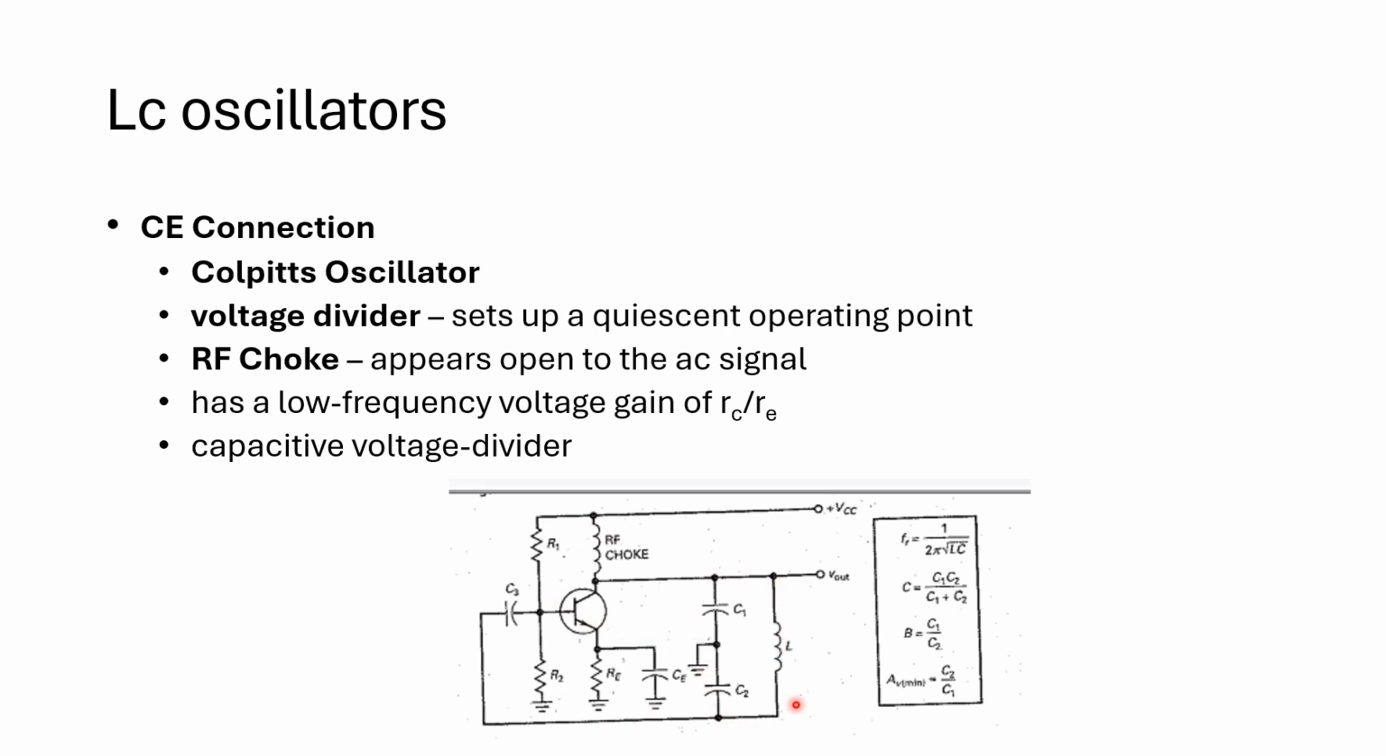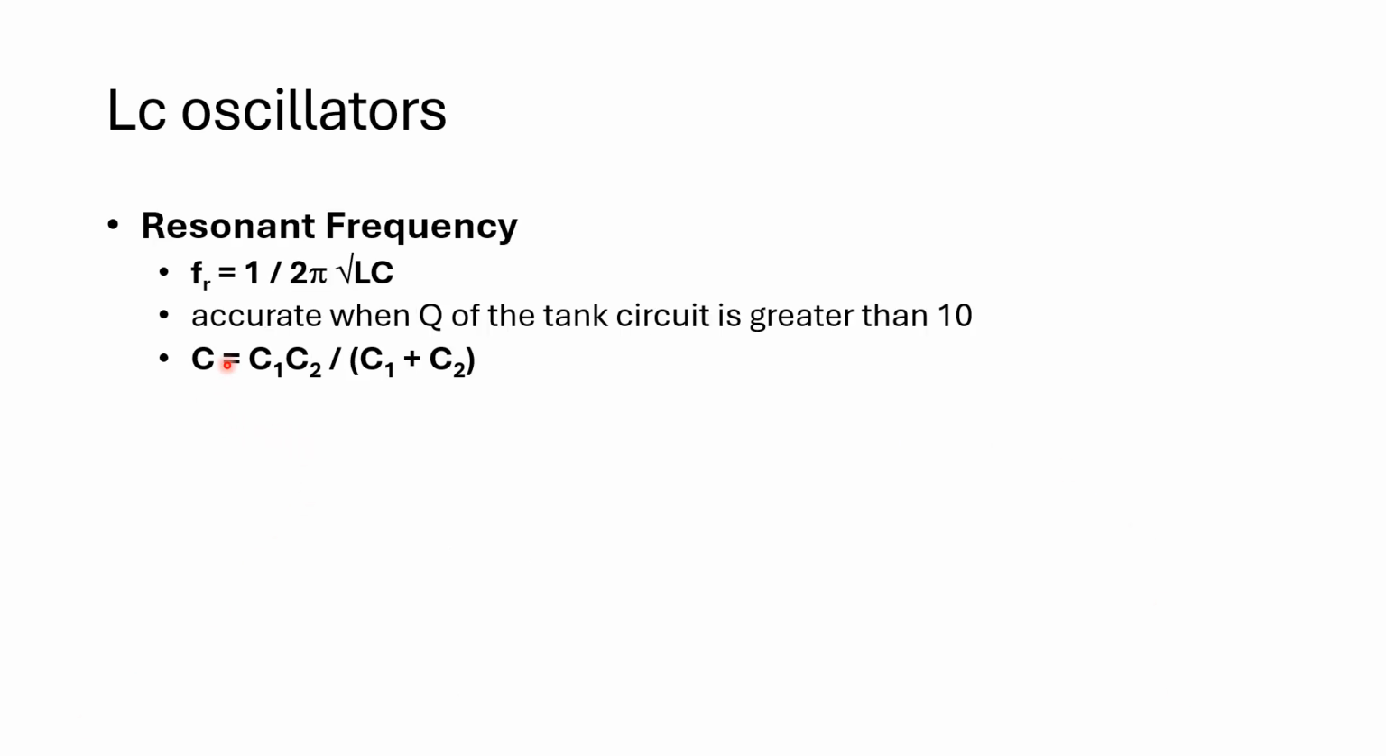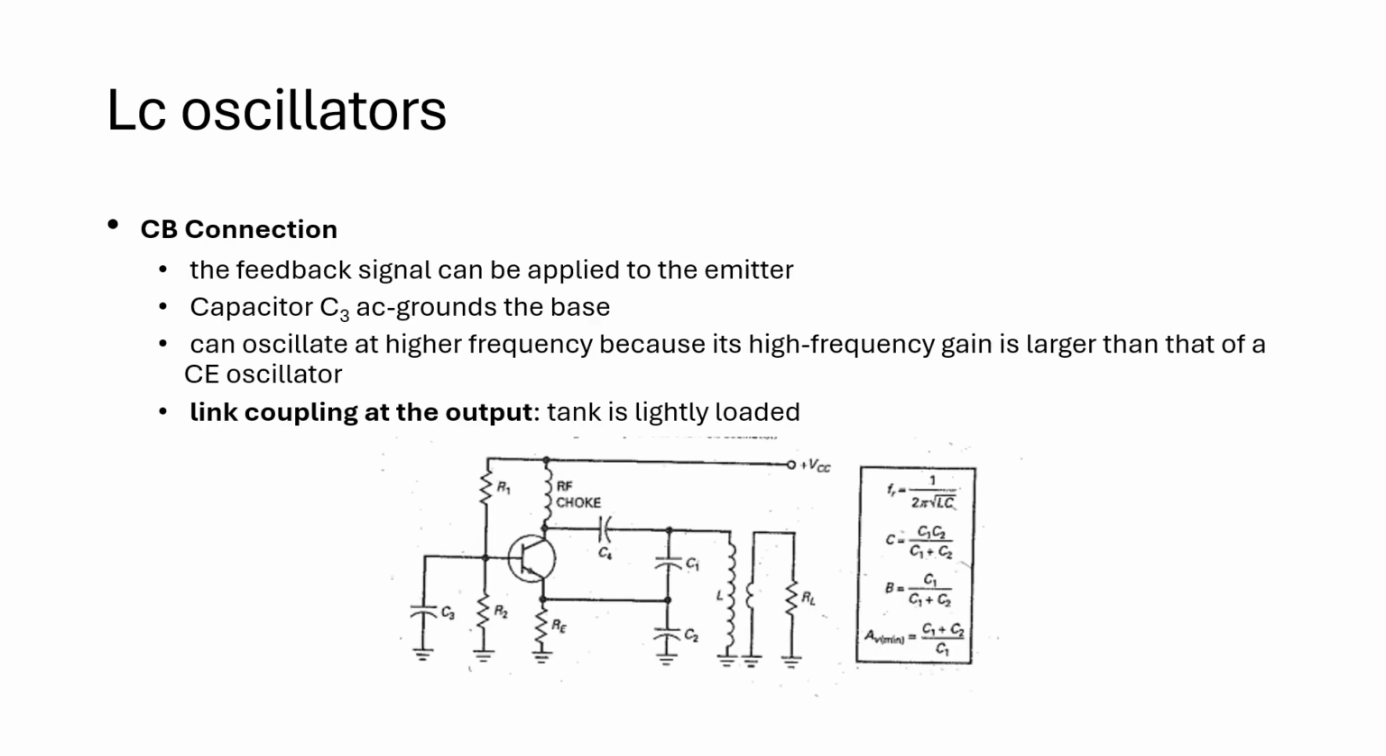The common emitter amplifier gives us 180 degrees, and therefore we have 360 degrees overall. So the resonant frequency is 1 over 2 pi square root of LC, accurate when the quality factor of the tank circuit is greater than 10. So what do we use for C? We use C1 C2 divided by C1 plus C2.